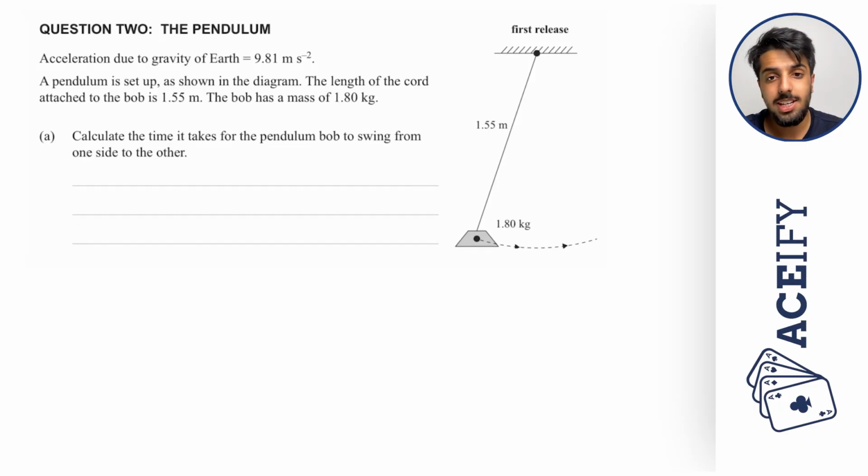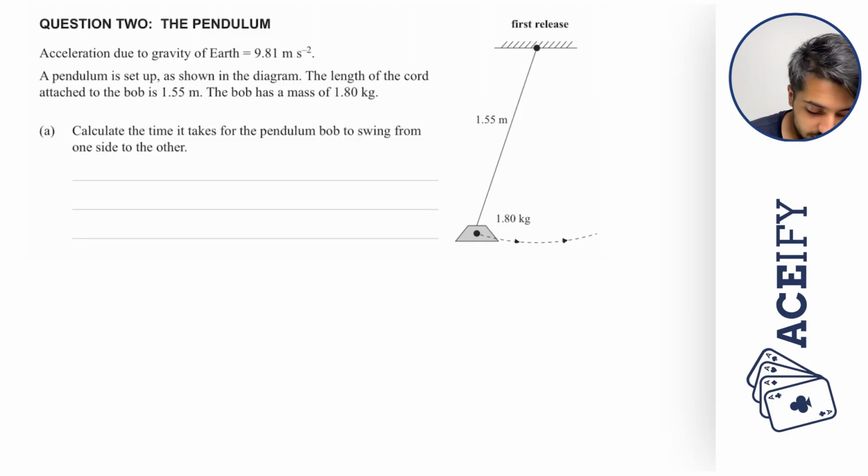Okay, so we know the time taken for the pendulum to swing from one end to the other, back to where it first started, is 1 period, and so the time taken for it to swing from one end to the other is half the period. So we can just find our period and then divide it by 2 and we get our final answer.